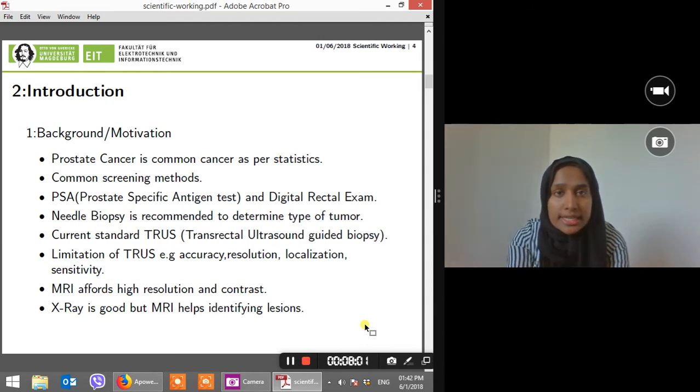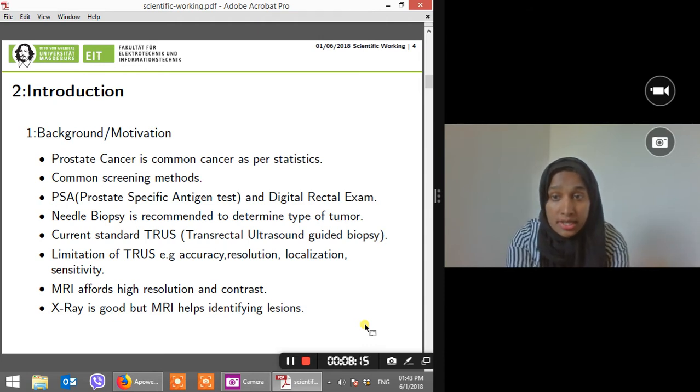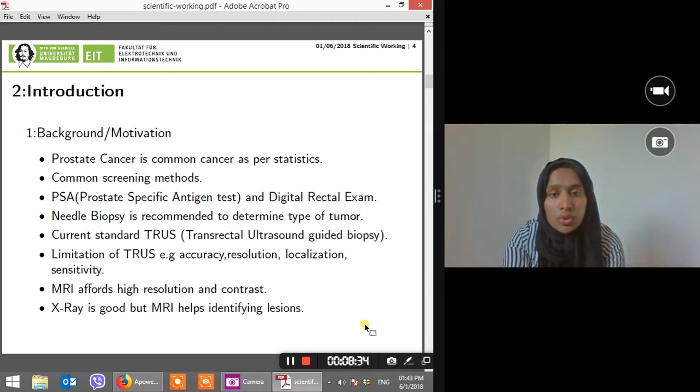So we need something to observe which has more detail, more sensitivity, more accuracy, high contrast and high resolution. For that, MRI affords high resolution and high contrast, specifically for the soft tissues of the body. X-ray can be used, but MRI works well with soft tissues, and identifying tiny lesions gives MRI an edge for sure. So we will be using MRI in our procedure.